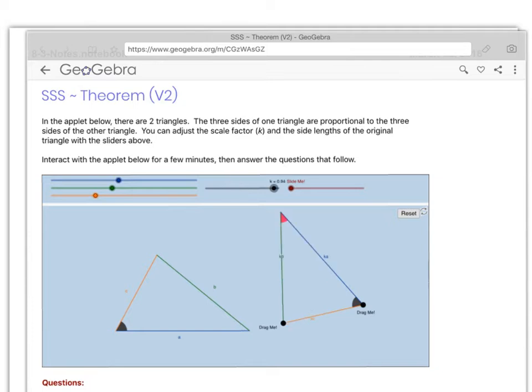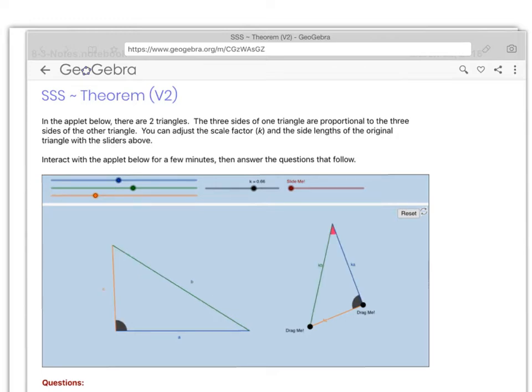Now, the second triangle is affected by this. What is this number doing? Think about that. As it gets larger, the second triangle gets bigger. As it gets smaller, it shrinks. This is our scale factor, all right? So our scale factor for multiplying all the sides of the first one to get the second one, all right? Now, so we've got two triangles. We've set some sides. We've got a scale factor. The question is, are they similar?